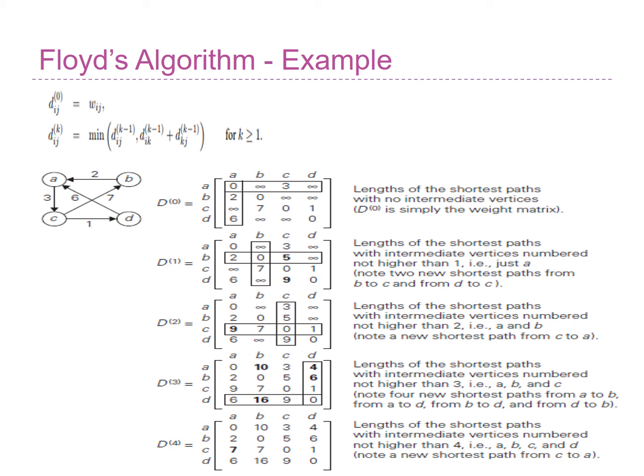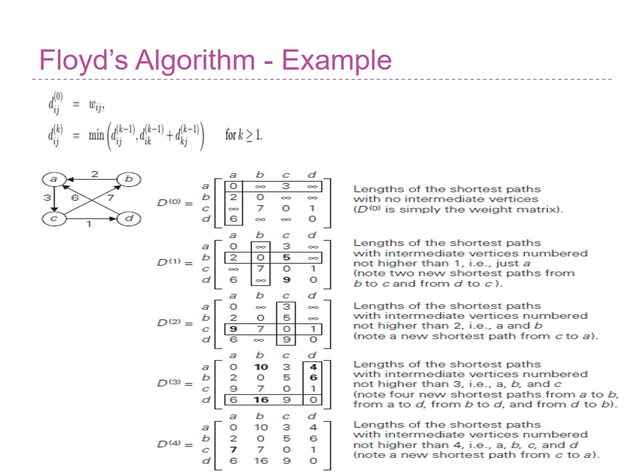For example, for the given digraph, D0 represents the length of the shortest path with no intermediate vertices. D1 is generated from D0 considering the first row and the first column. The value at D1 is equal to the minimum of the values at D0 or the sum of the intersecting values at the first row and the first column of D0.